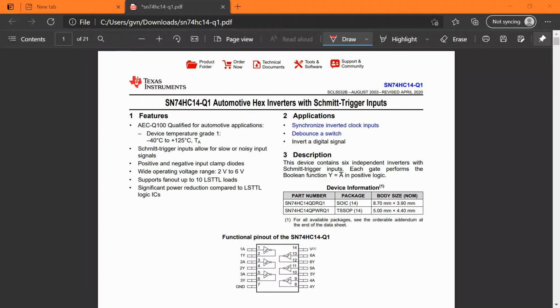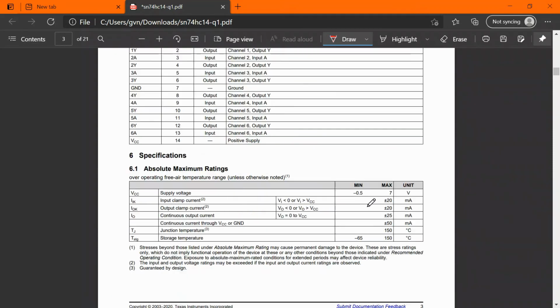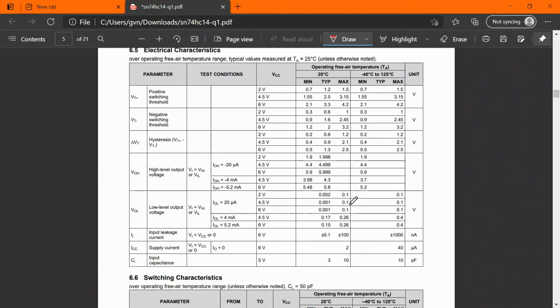So here's the data sheet from a typical 74HC14. It's a hex inverter, so you'll find that there's 6 in one package, and you can see that here. To look for the thresholds, you go down in the data sheet to the input-output characteristics. The positive switching threshold is typically, if we have a 4.5 volt supply, 2.5 volts.